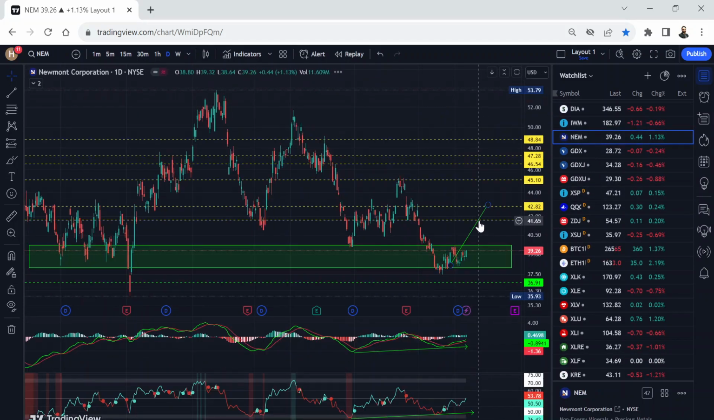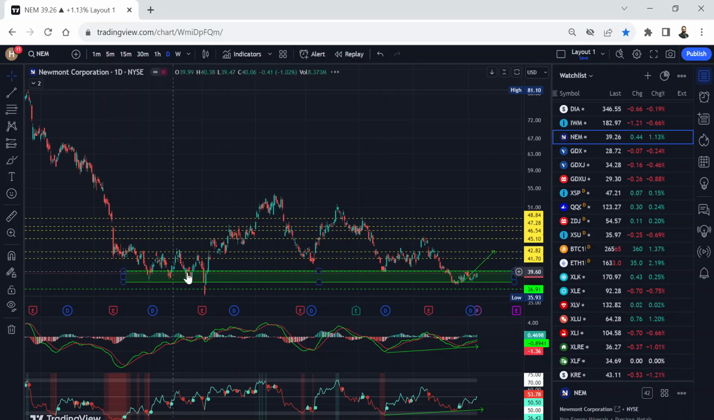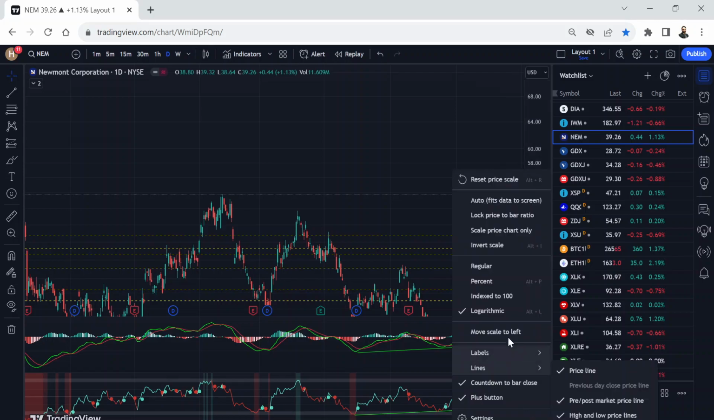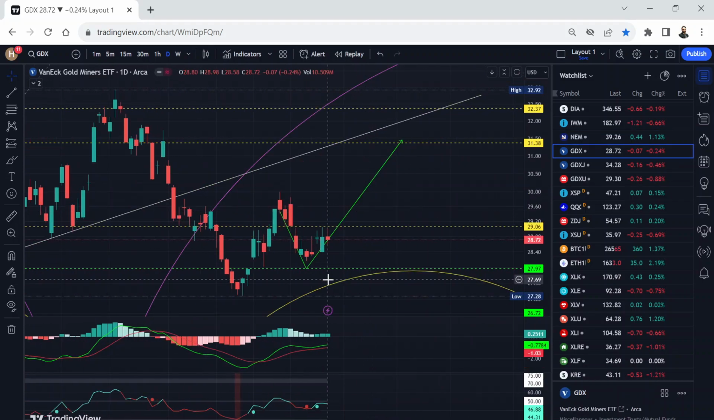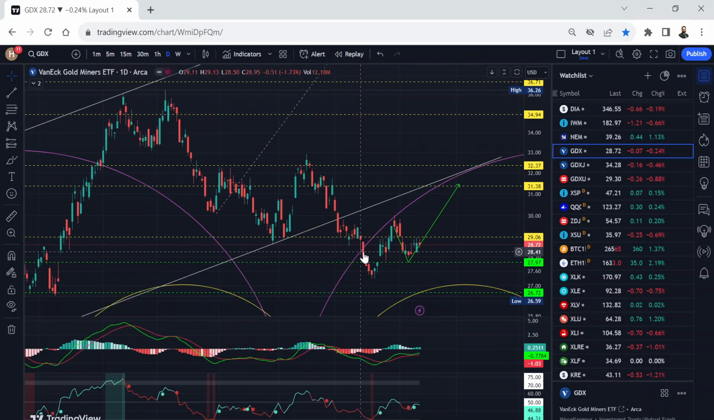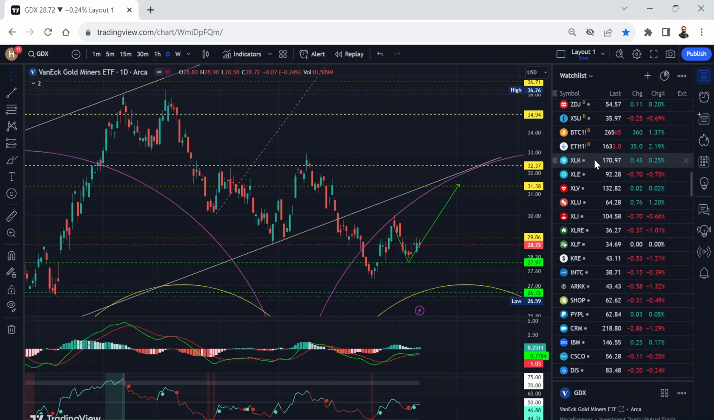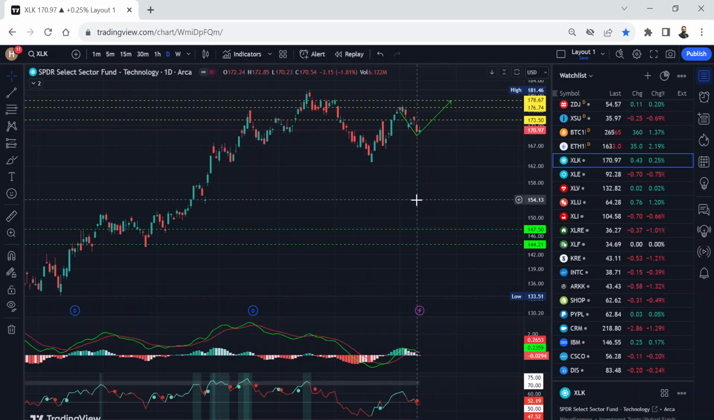Let's look at miners. Newmont up 1.13%, right in the 52 weeks low time frame, right in the support zone. I think it's good. We're getting ready to explore sometime soon. Gold miners, still this gap is not filled. $28 is my target, which I will think to get on. Until that happens, I'll just relax.